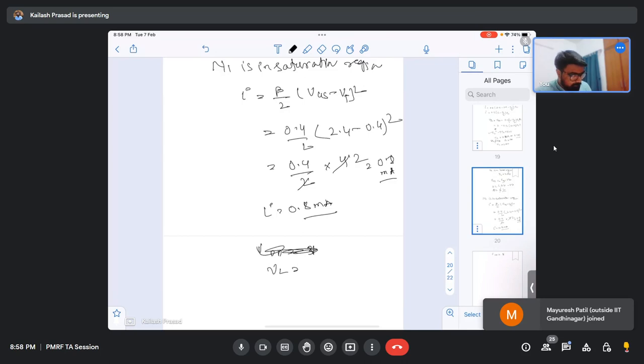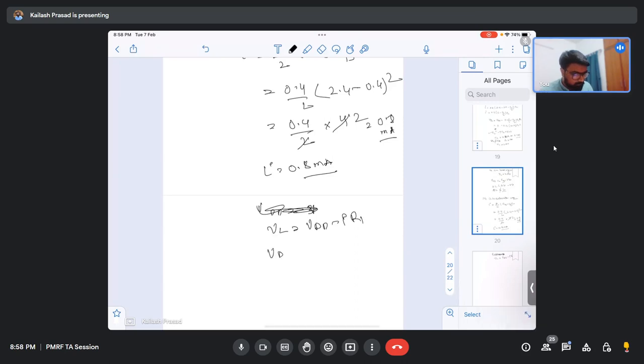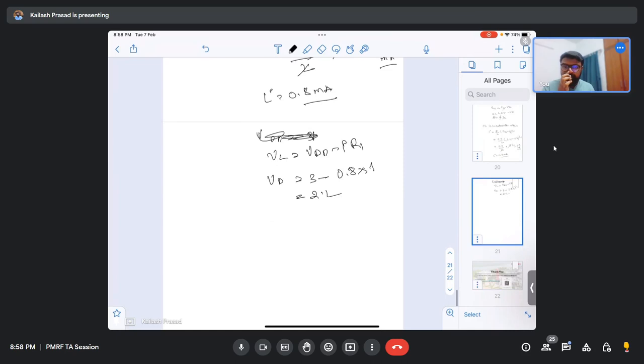V2 is VDD minus I into R1. I think you remember this equation. So we will write V2 is equal to 3 minus I, which is 0.8 milli, multiplied by R, 1k. So milli multiplied by k will be cancelled out. So 3 minus 0.8 will be 2.2. Now, in this case, our VD or V2 is coming 2.2, then I will check the condition.